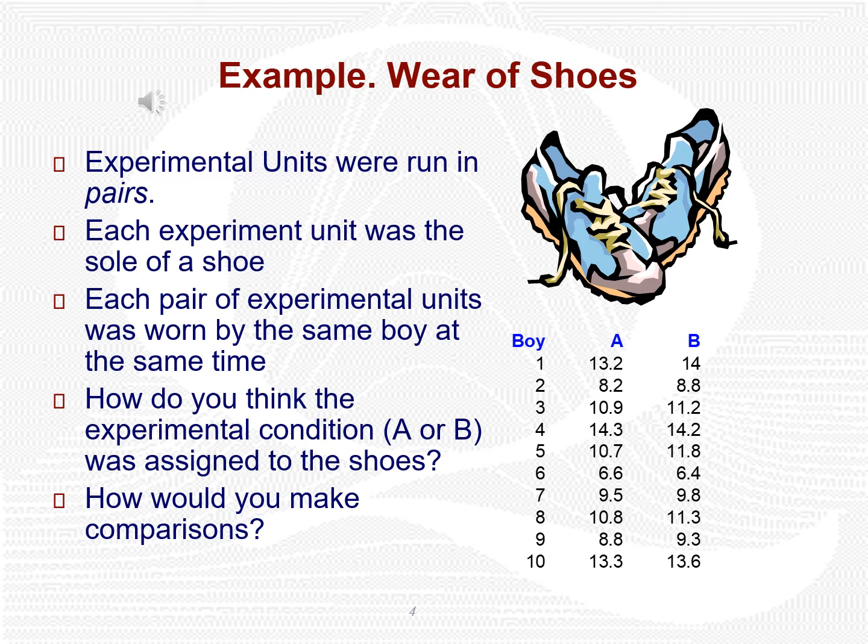Here's that same data that we saw graphed before, but now it's organized to show the 10 boys and the wear on the shoes that each boy wore. Now how would you make the comparisons? Well, 8 out of the 10 boys had higher wear numbers on material B. The 2 boys that didn't had numbers that were very close. Is there another way to look at this?